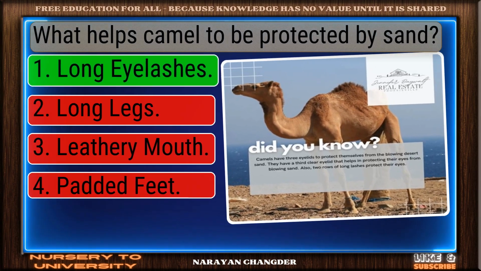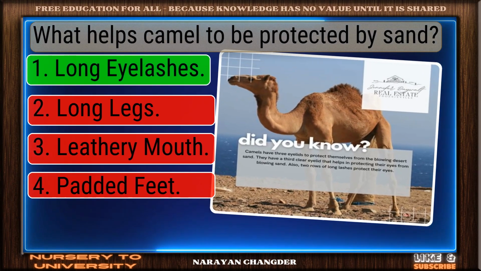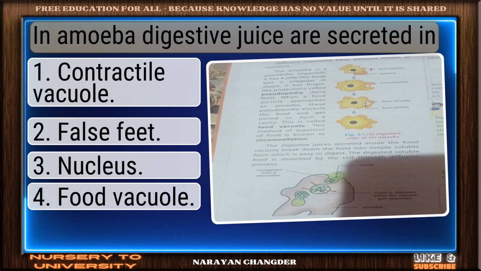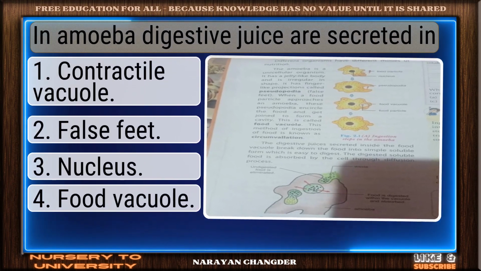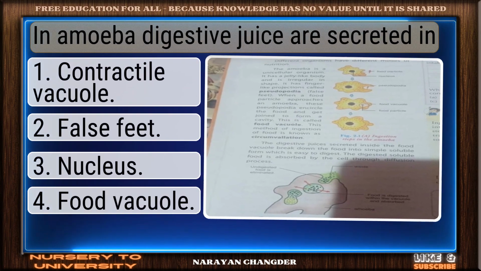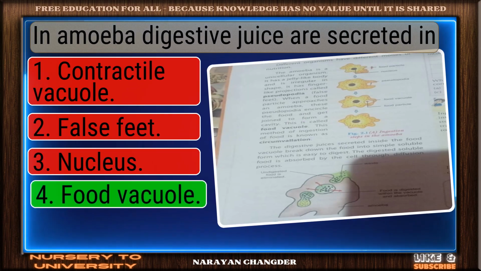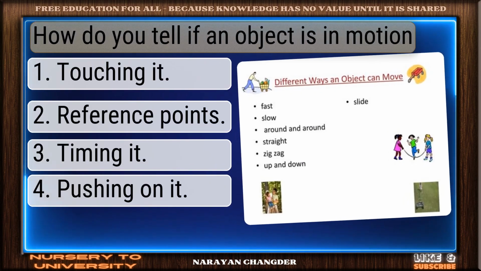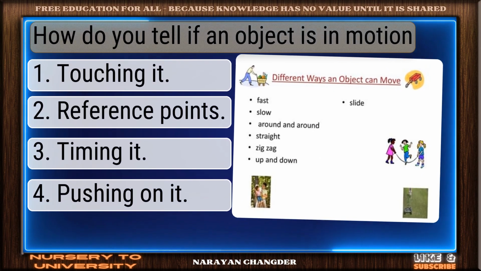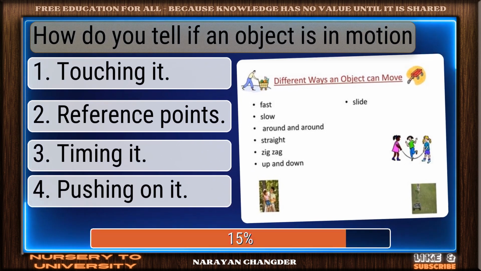You got it. Your choice, long eyelashes, is right. Question number 84. In amoeba digestive juice are secreted in? Bravo. Food vacuole is the answer. Question number 85. How do you tell if an object is in motion?